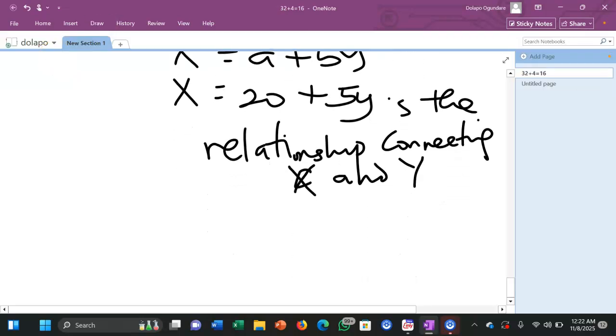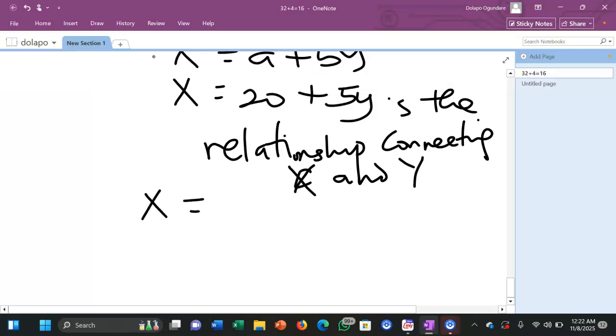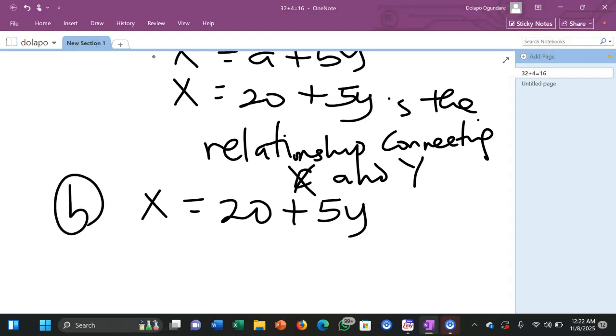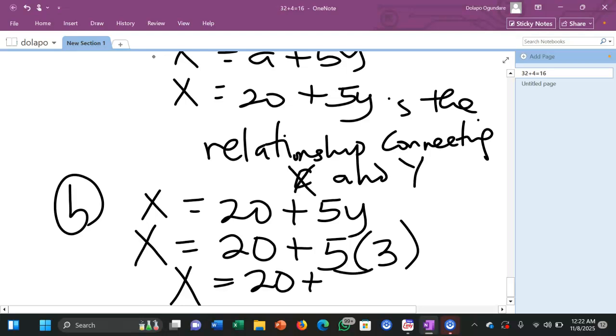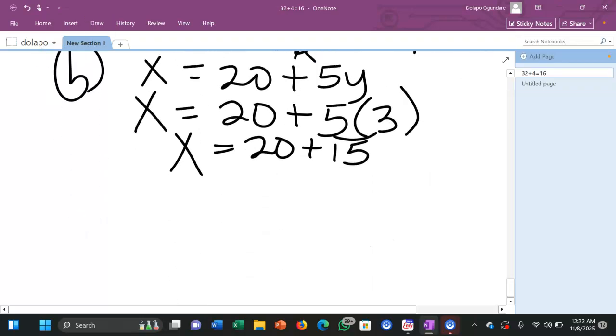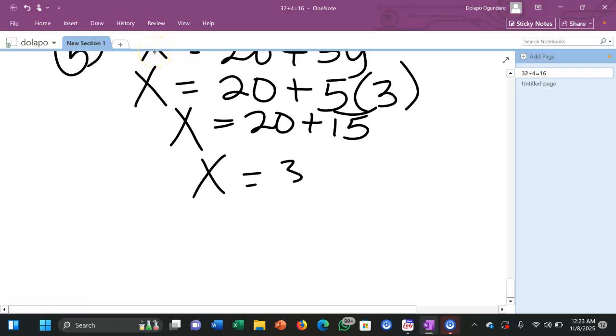Having gotten the relationship, the second aspect says find x when y is 3. So from this relationship that we know, x equals 20 plus 5y. That means anywhere I see y, I'll put 3 there, 5 into bracket 3. So x equals 20 plus 5 times 3, which gives us 15. So when you add that together, you have x equals 35.